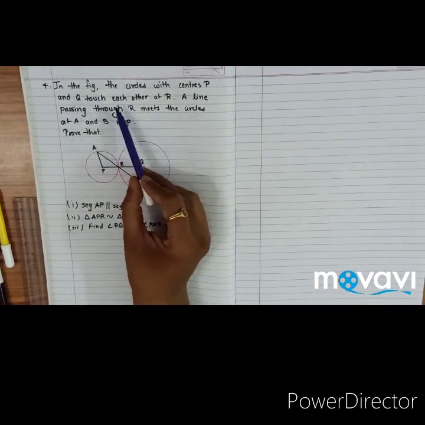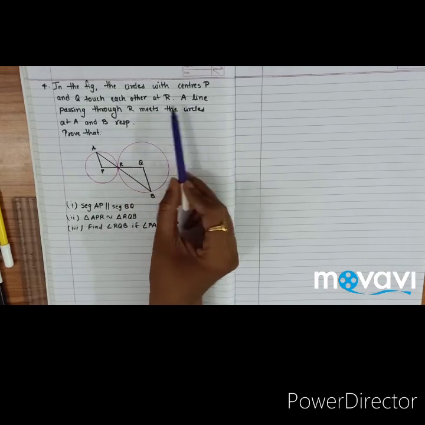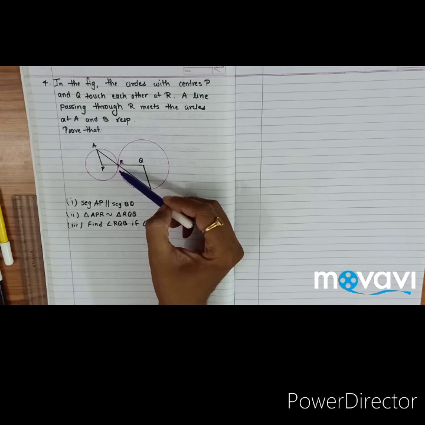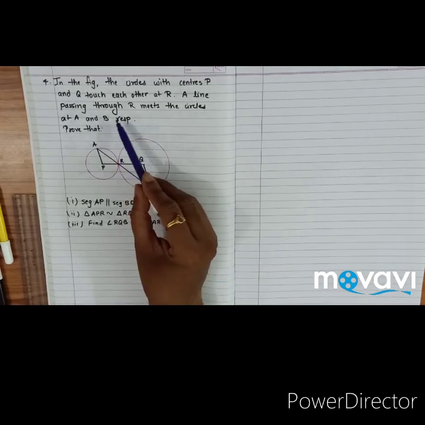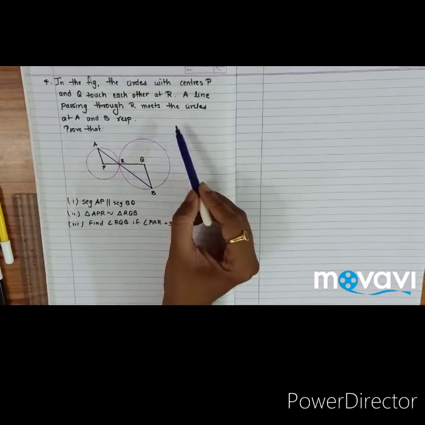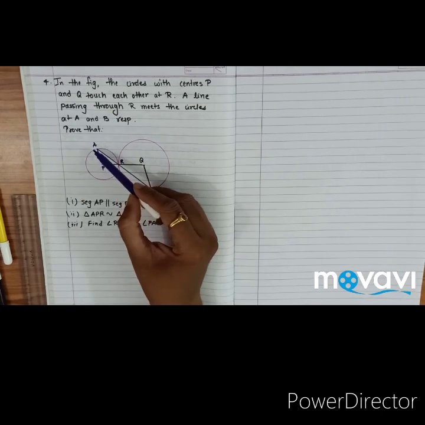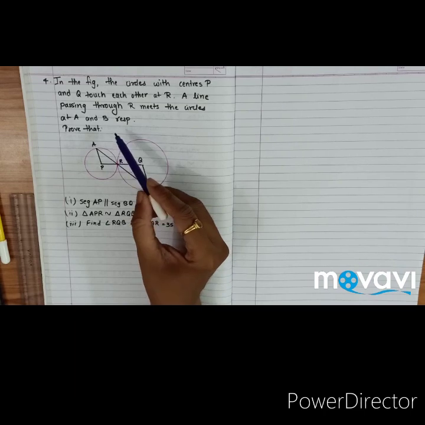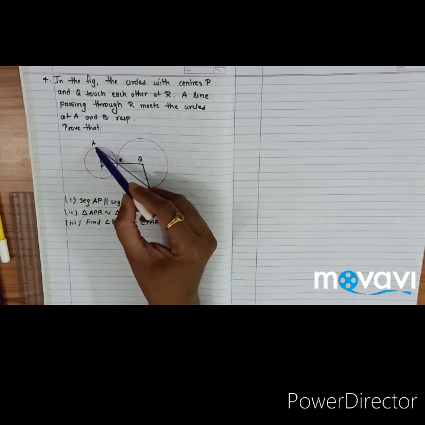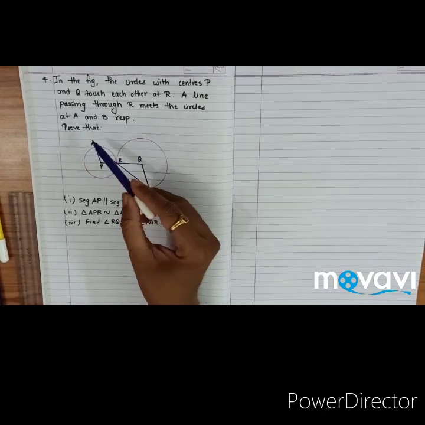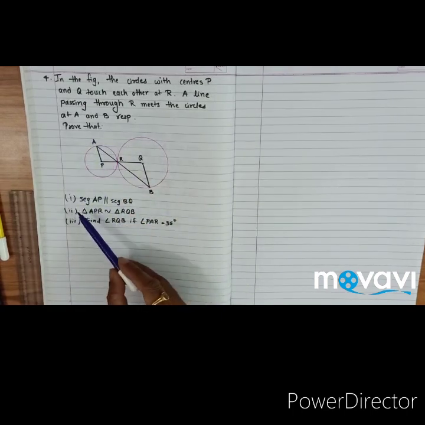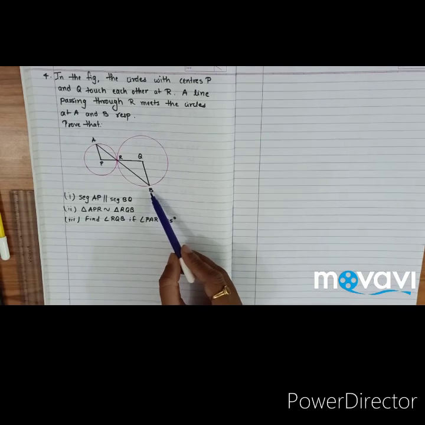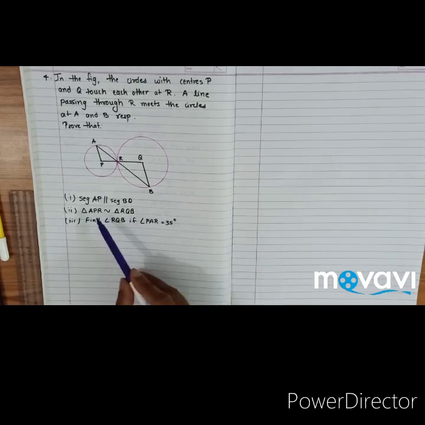See, in the figure, the circles with centers P and Q touch each other at point R. A line passing through R meets the circles at A and B. See, like this, passing through R. They are touching the circles at points A and B respectively. You have to prove that, first, AP is parallel to BQ. Okay, you have to show that AP is parallel to BQ.